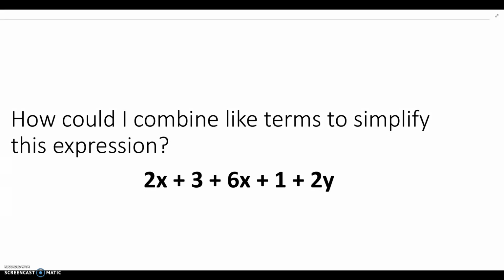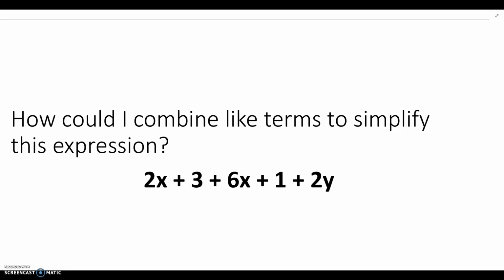So this is an algebraic expression. It's just a bunch of terms that are added together. That's an algebraic expression. You can tell it's not an equation because there's no equals. So if there's no equals, it's an expression and it's considered algebraic because it has variables. The only thing you can do when you have an expression is simplify.